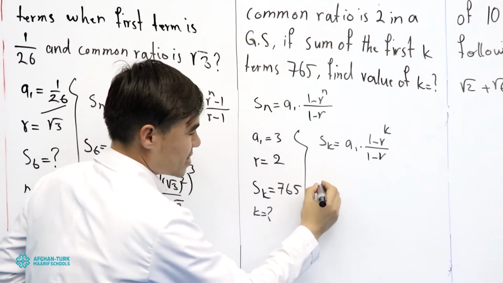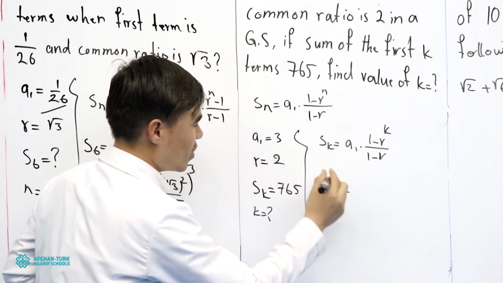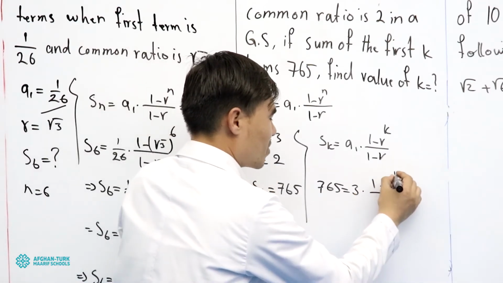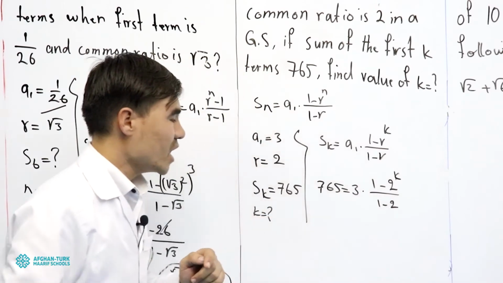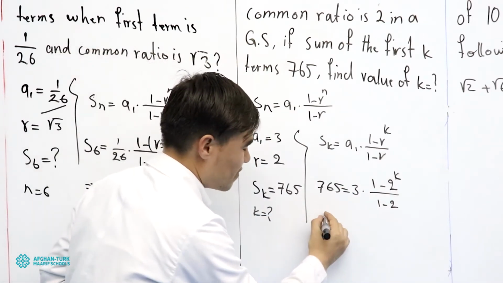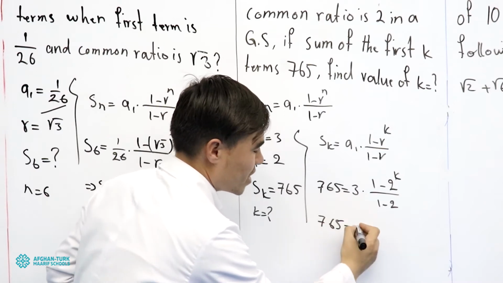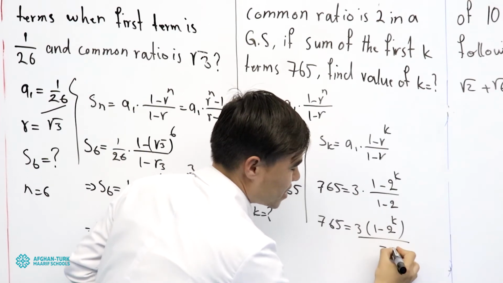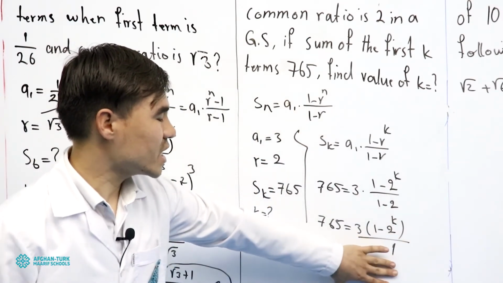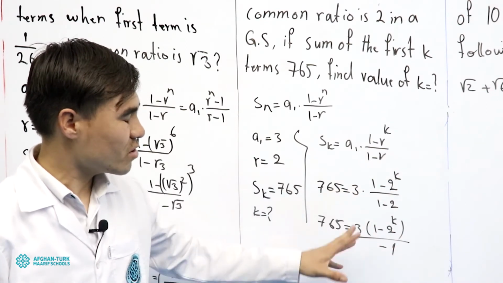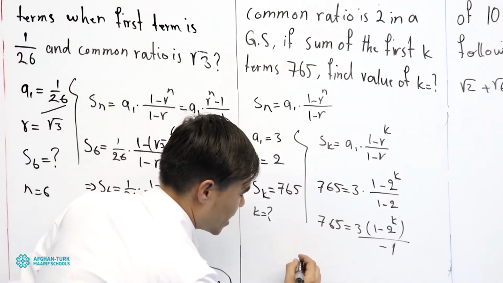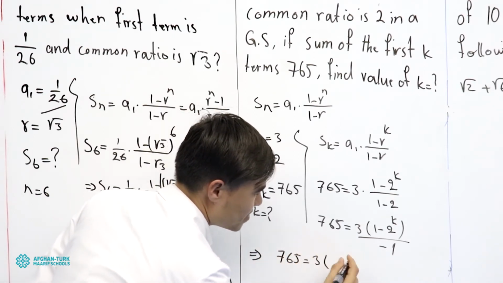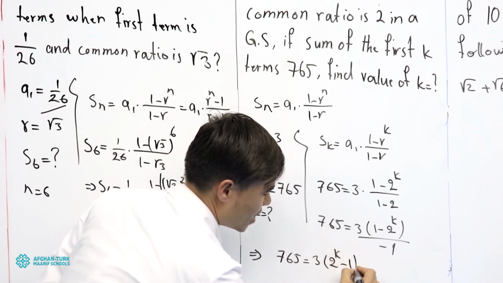K is equal with... 765 is equal with A1 times 1 minus the common ratio 2 to the power of k, over 1 minus 2. Here, when I simplify this, 765 is equal with 3 times 1 minus 2 to the power of k over negative 1. When I divide the numerator and denominator by negative 1, it will be equal with 765 is equal with 3 times 2 to the power of k minus 1 over 1.